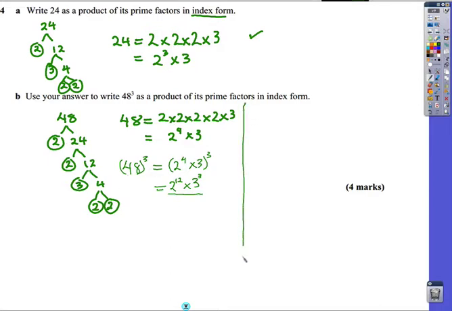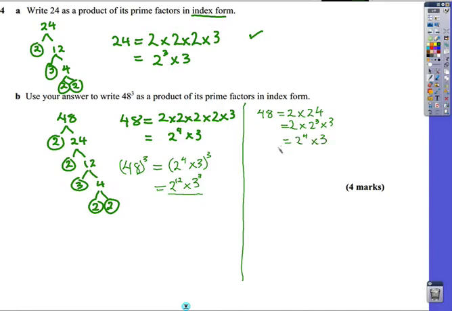Now there's another method we could use. Since 4a and 4b are related, looking at 48 and 24, you can see there's a relationship between them two. 2 lots of 24 is 48. So we could write down that 48 is 2 times 24. Now we know 24 as a product of its prime factors is 2 cubed times 3. So this 2 stays the same, times 2 cubed times 3, which is 2 to the power of 4 times 3.